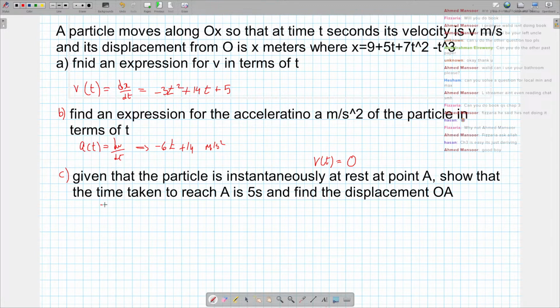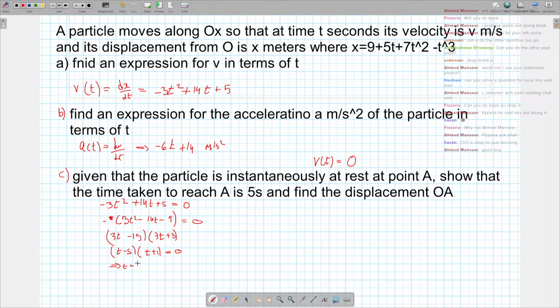What is v(t)? It's minus 3t squared plus 14t plus 5. We know it equals 0. Can we find the time? Of course we can. Let's factor. Let's take the minus out. It's going to be 3t squared minus 14t minus 5 equals 0. Factor this now. You get 3t minus 15, 3t plus 3. So you're going to get (t minus 5)(t plus 1) equals 0.